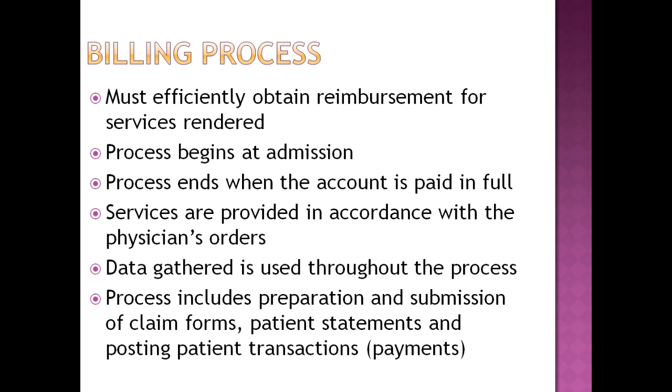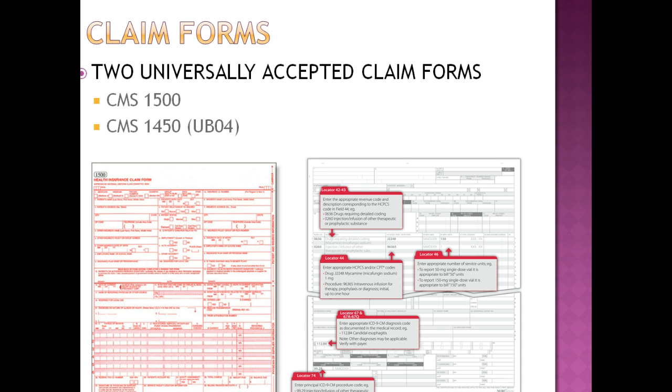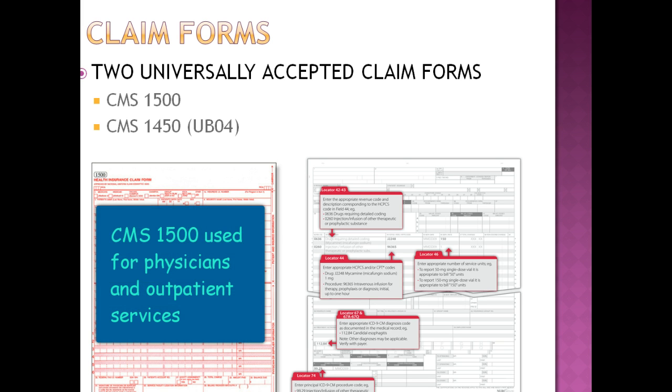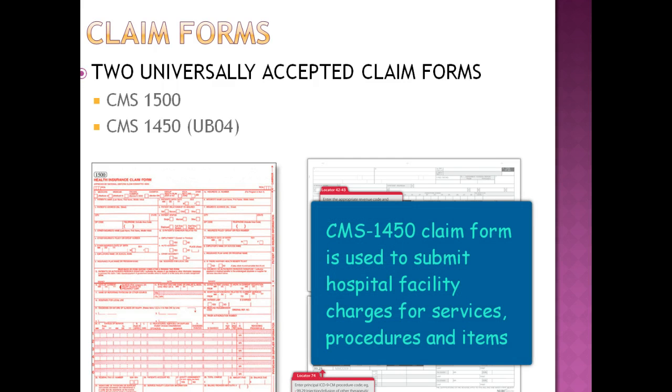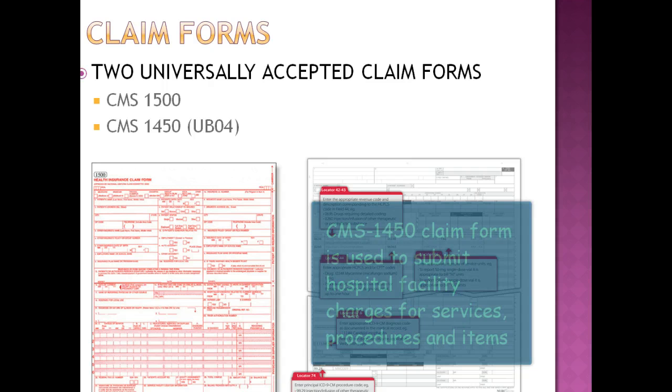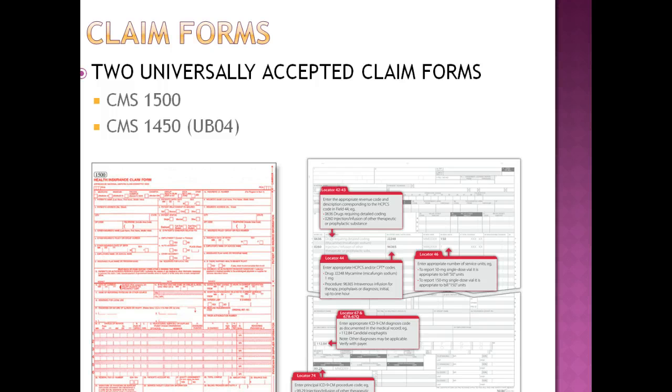The billing process includes preparation and submission of the claim forms to the third-party payers, preparation and submission of the patient statements, as well as posting patient transactions like payments and adjustments to the accounts. There are two universally accepted claim forms used for submission for charges to various payers: the CMS 1500 claim form and the CMS 1450, also called a UB04. The CMS 1500 is the claim form that's used by non-institutional providers to submit professional charges for physician and outpatient services to payers for reimbursement. The CMS 1450 is the uniform hard copy of the claim form used by institutional providers to submit hospital facility charges for services, procedures, and items to payers for reimbursement.